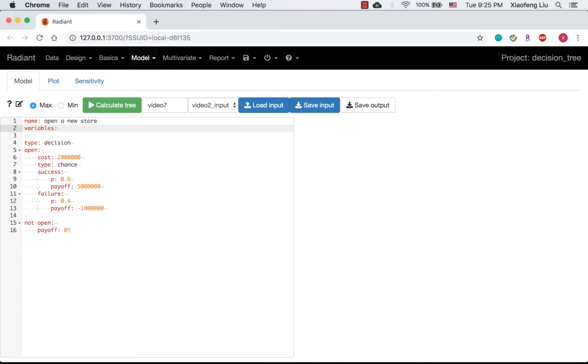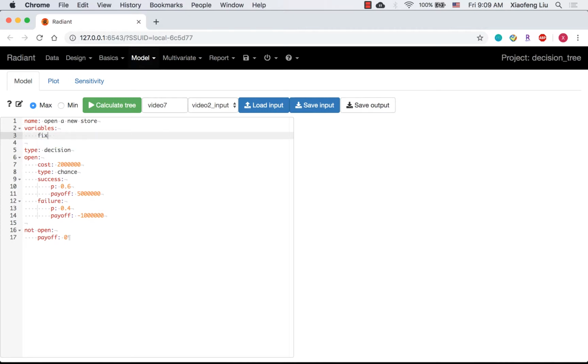The second reason is if I want to update the value of some variables, for example, the probability of being successful, variables will make it much easier because we don't need to track down every single place where the probability appears. Next, I will specify the variables.